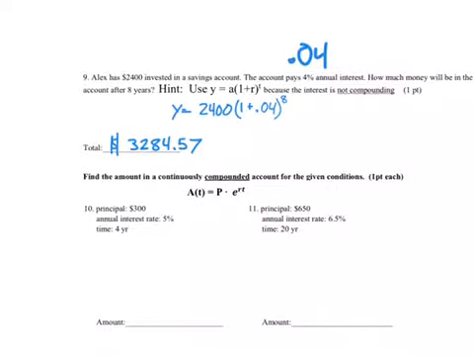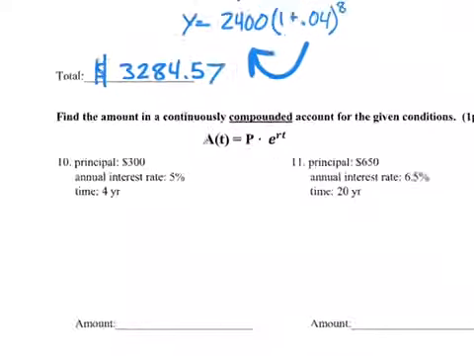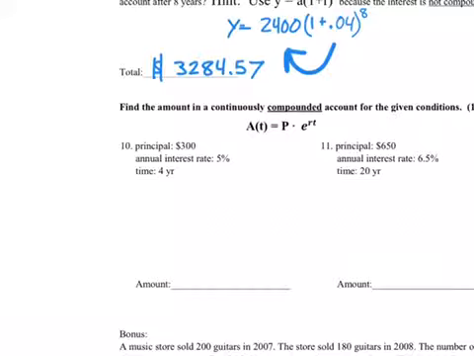Now, this one is going to be using the formula we are looking at most recently, the PERT formula, where the interest is compounding continuously. We're not just gaining interest on the initial amount like we did on the previous one, but we gain interest, and then that new total becomes our new initial starting point. So it's compounding interest because you're essentially earning interest on top of your interest.